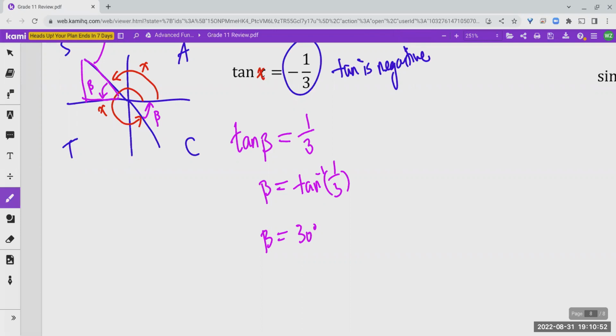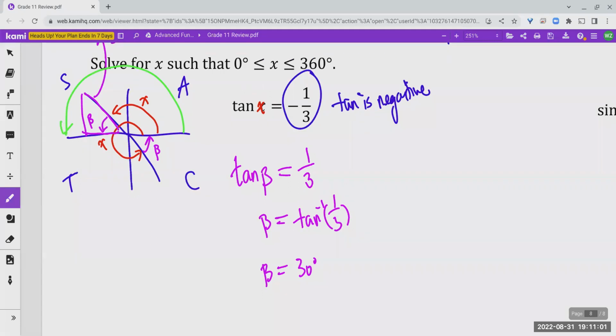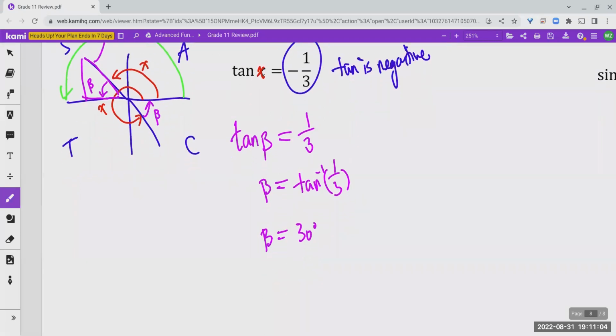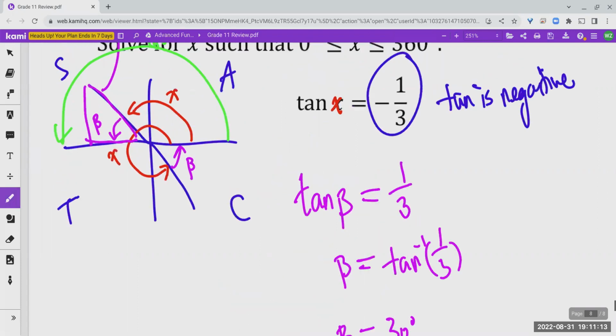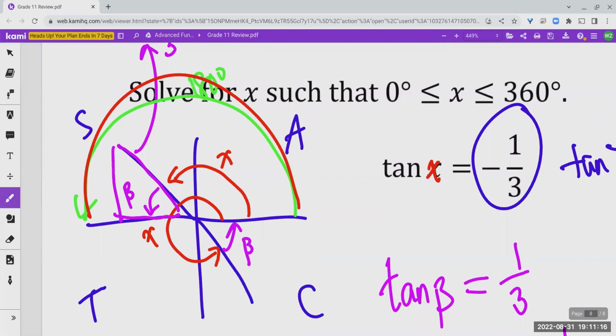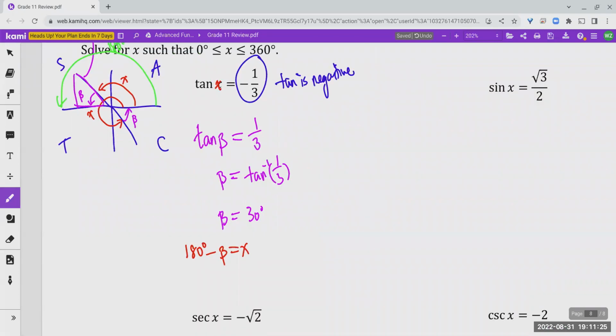The question isn't to find beta, though. The question is to find x. So last step, what is x? Well, keep in mind that this is 180, right? So 180 minus beta is x. Do you see that right there? Look. The green is 180 right here. If you go back by beta, you get x. So that means x is 180 minus beta. I know what beta is. So x is 180 minus 30. x is 150. Okay, cool.